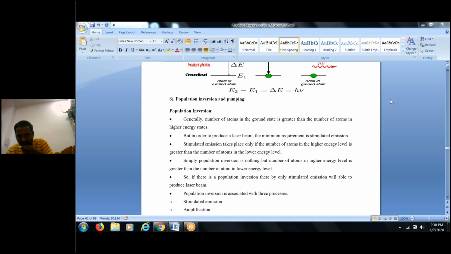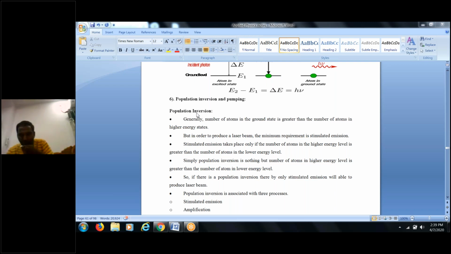But see our heading, this is population inversion. We have to write the inverse condition for population. The condition for population is N1 greater than N2, and the inverse of that condition is N2 greater than N1. What is meant by N2 greater than N1? The number of electrons present in the higher energy level must be greater than the number of electrons present in the lower energy level.